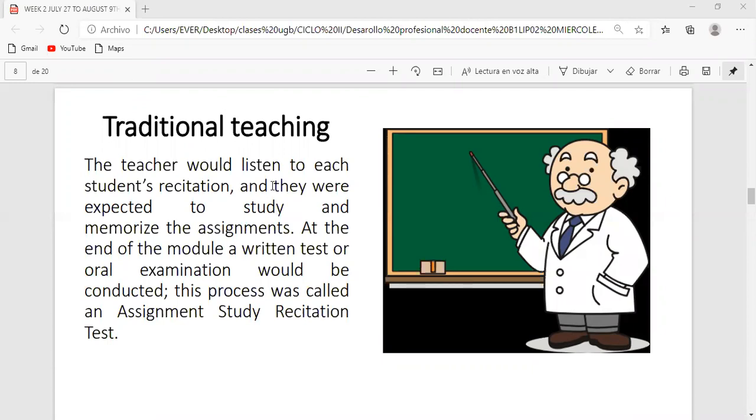So let's continue. Now I'm going to read this part. It says, traditional teaching: the teacher would listen to each student's recitation, and they were expected to study and memorize the assignments. That sounds crazy. At the end of the module, a written test or oral examination would be conducted. This process was called an assignment study recitation test.